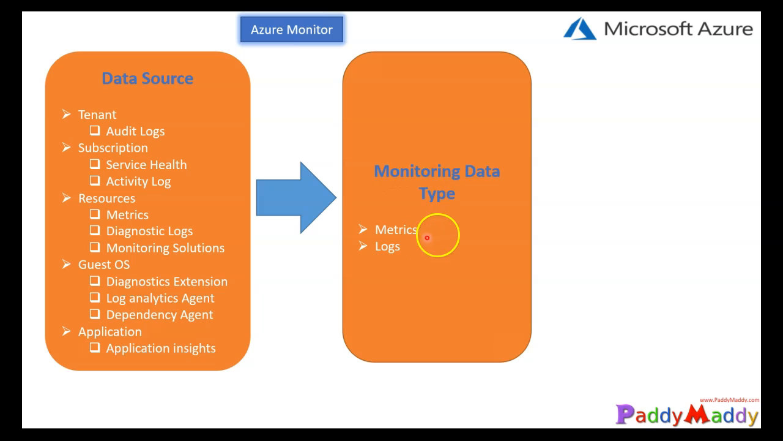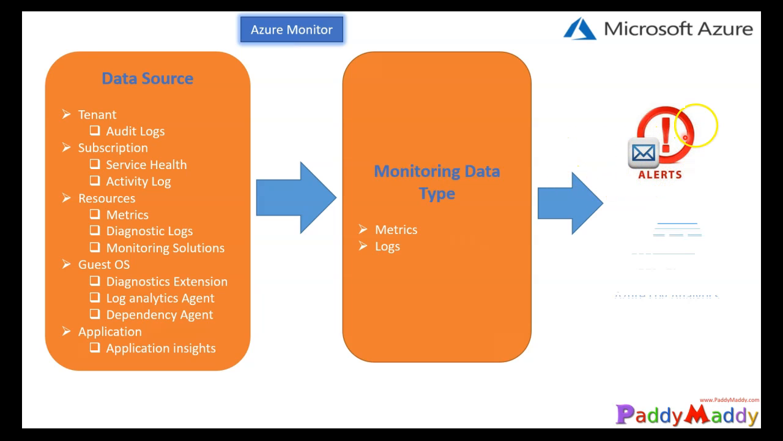One would be the metrics, the other would be the logs. We will start with the metrics and then jump into the logs. But what we do is, with the data type, we would process it for getting the alerts, or for Azure, process it for the Log Analytics services.